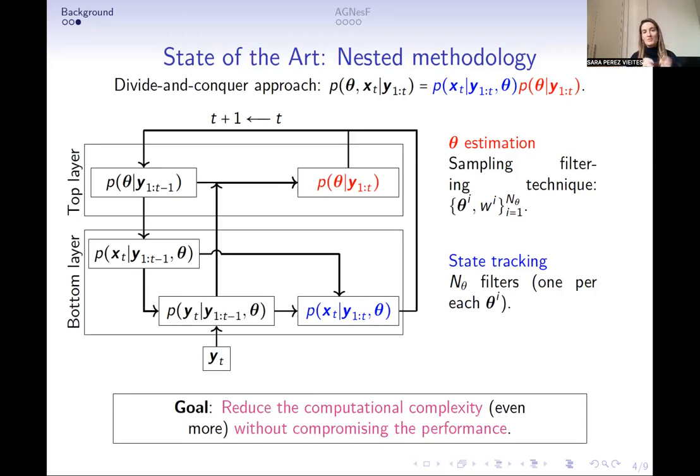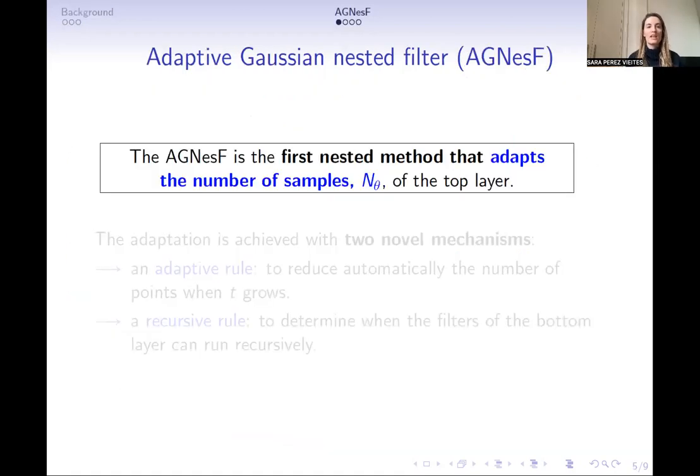There have been many different implementations within this structure, but our goal within this paper is to reduce the computational complexity of this structure without compromising the performance. And for that purpose, we are going to play with the number of samples that we are using in the top layer of the filter. So we have proposed the adaptive Gaussian nested filter, that is the first nested method that adapts the number of samples of the top layer of this structure.